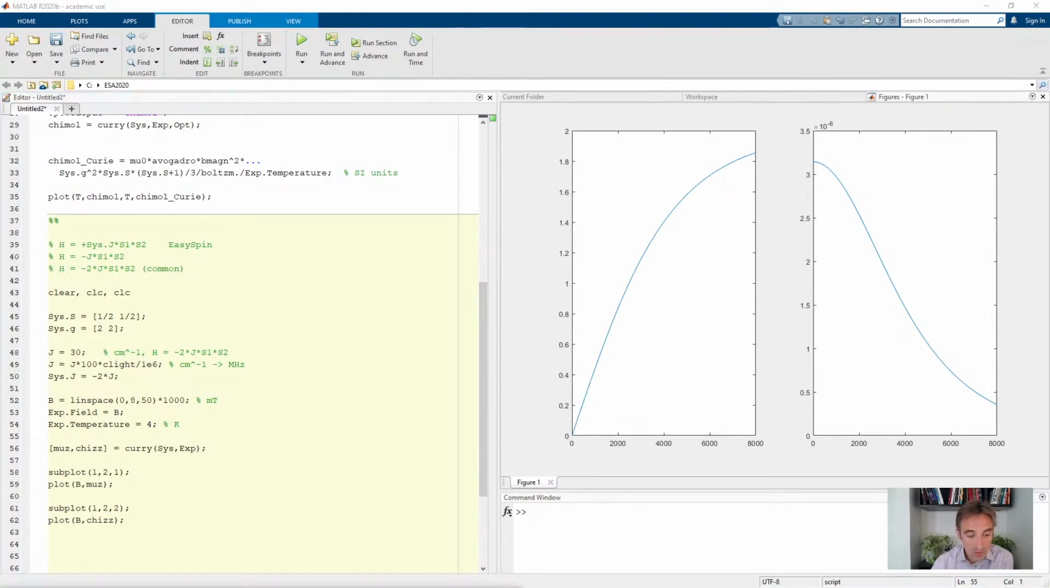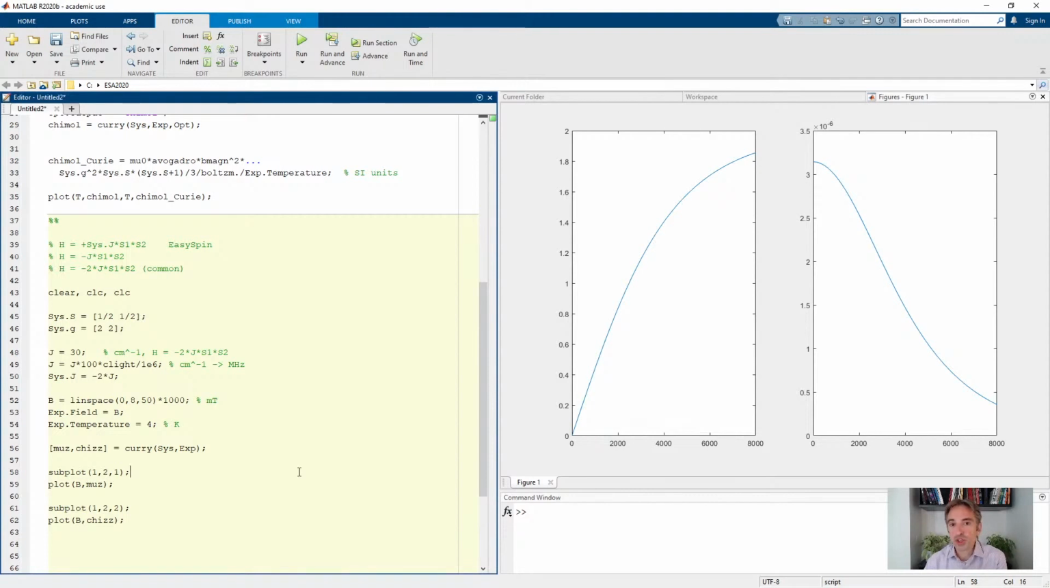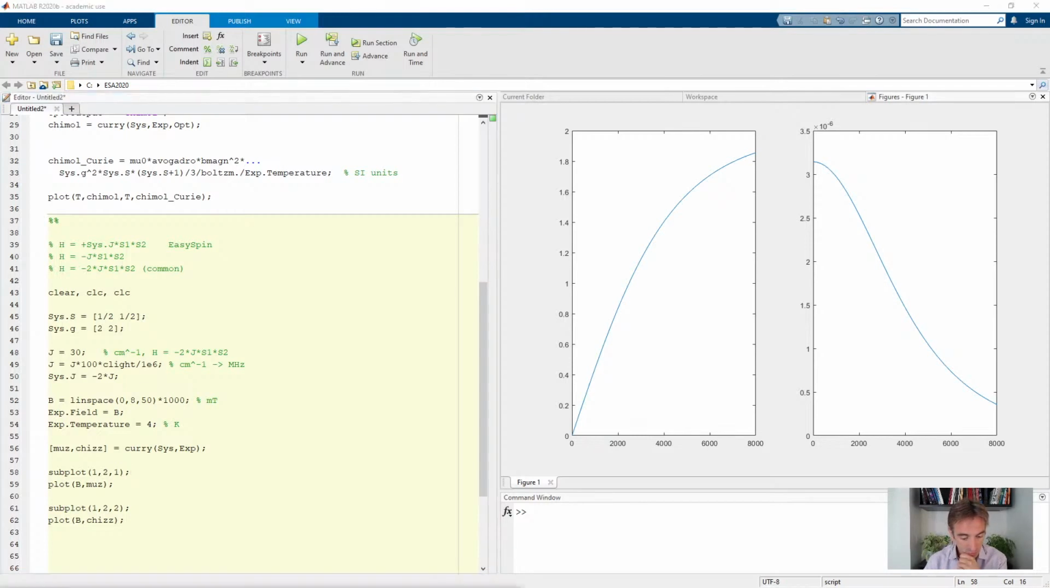So Curry supports arbitrary spin system. You could have even 5 coupled spins with arbitrary couplings between them, because it's just based on the same machinery as all the other EasySpin functions. It constructs a spin Hamiltonian, sets up the energy level diagram, calculates all the Boltzmann populations, and does the thermodynamic average to get the magnetic moment and the susceptibility calculated. That is a brief overview of Curry. I encourage you to look at the documentation.